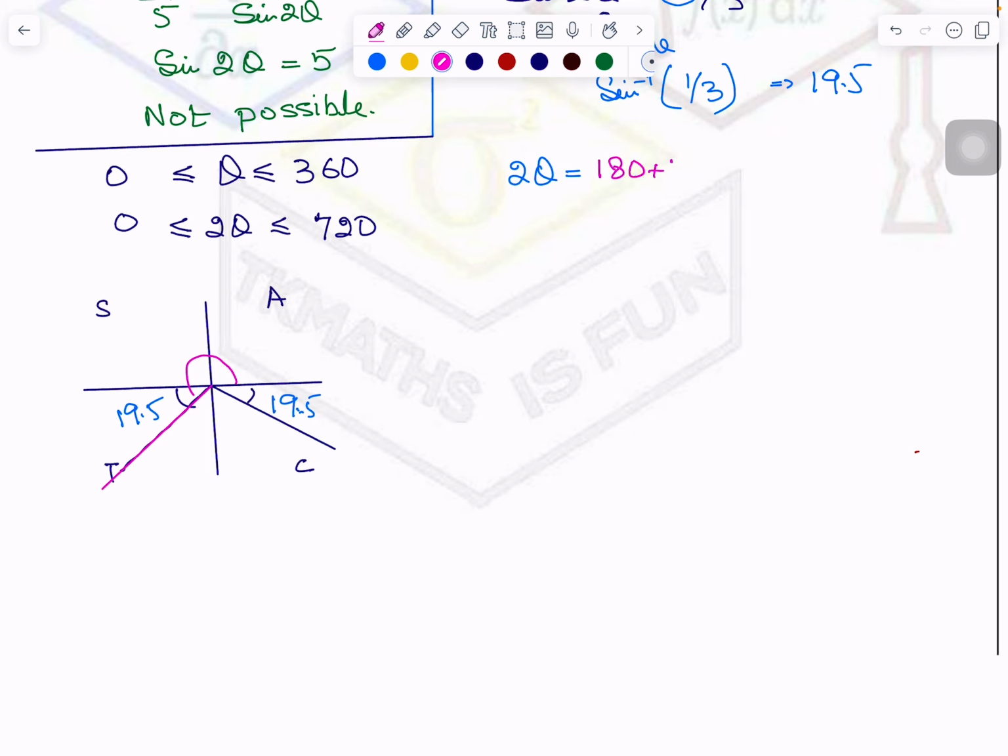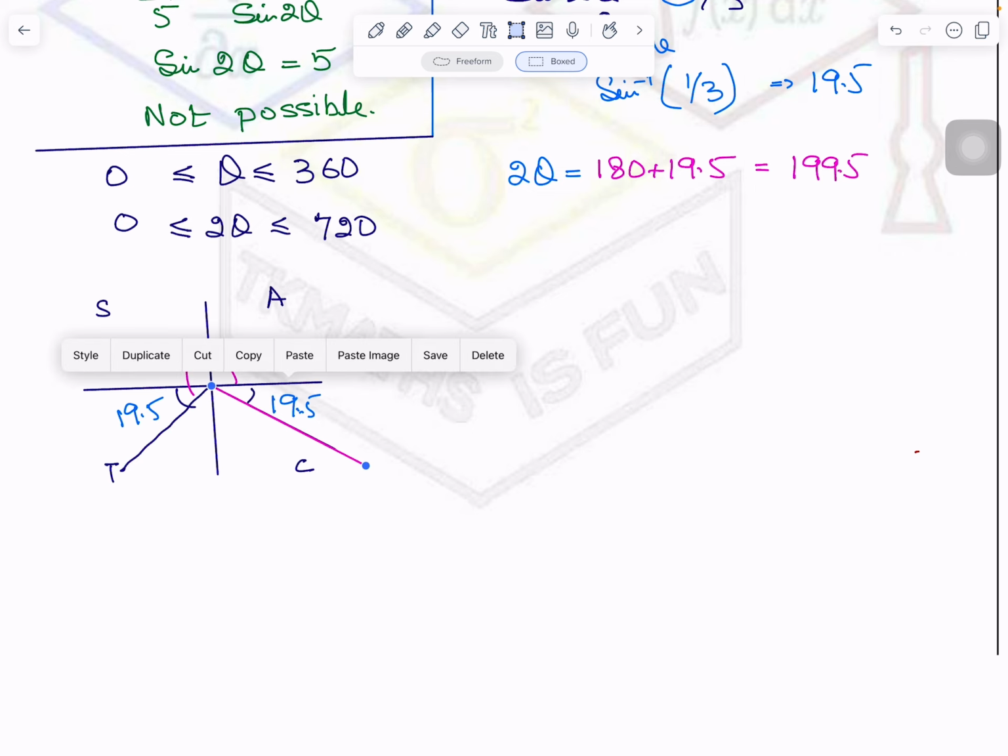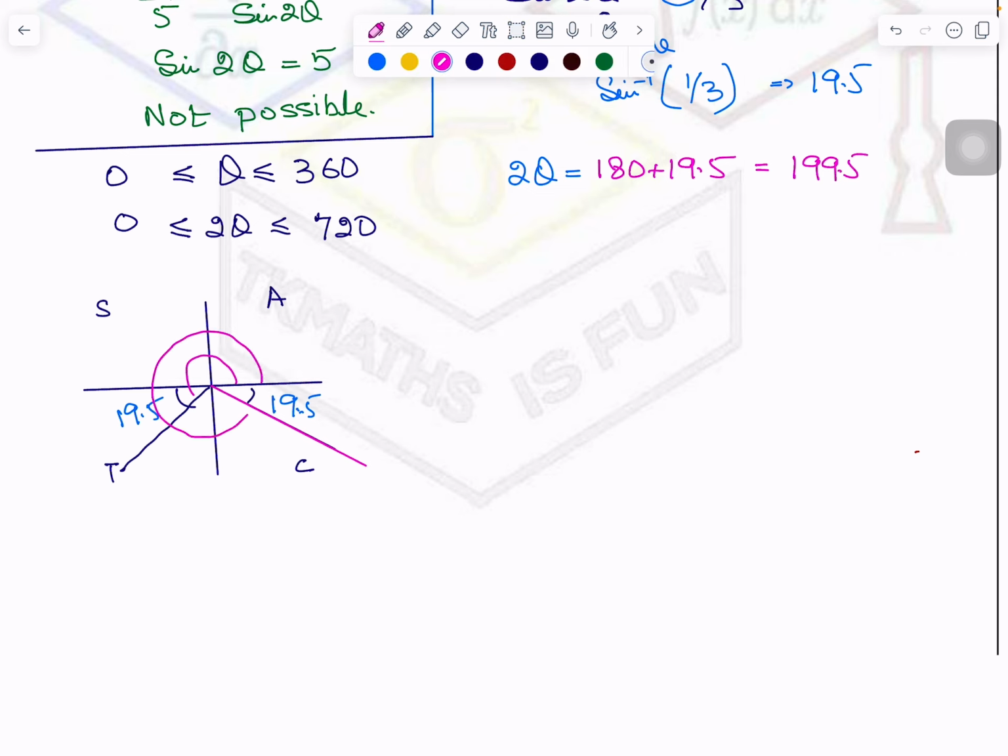My answer here, if I see from here till here, is 180 plus 19.5, which is equal to 199.5. Now I will continue my rotation, and I will stop here this time. Now what is this answer? Again, you measure from here all the way. This is 360 minus 19.5. So 360 minus 19.5 is equal to what? 340.5. By the way, I'm using a calculator, right?